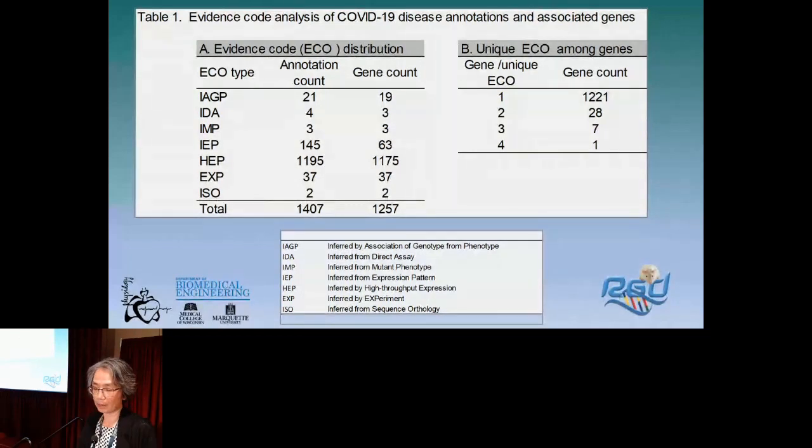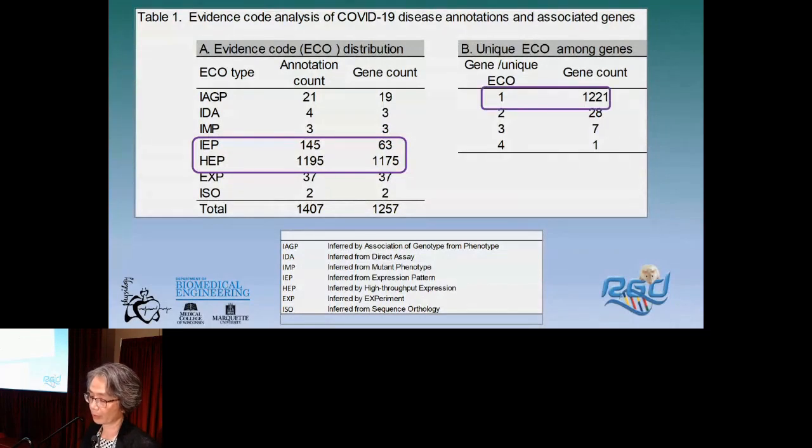Among these COVID-19 disease annotations, most of the evidence codes are based on expression pattern change, and they are IEP or HEP. And because COVID-19 disease is quite new, most of the genes are only supported by one type of evidence code.